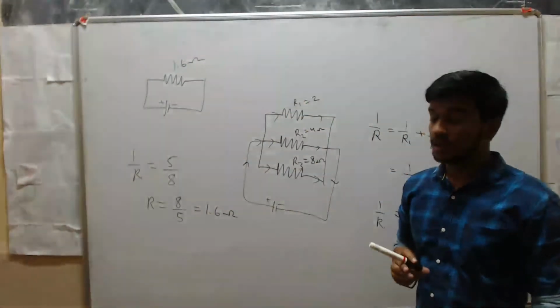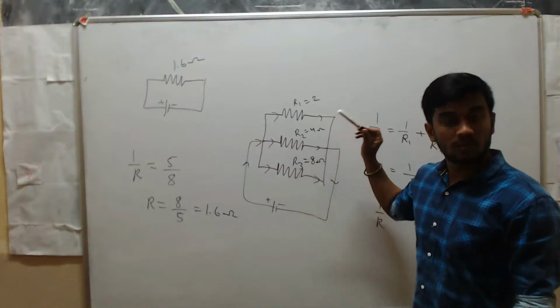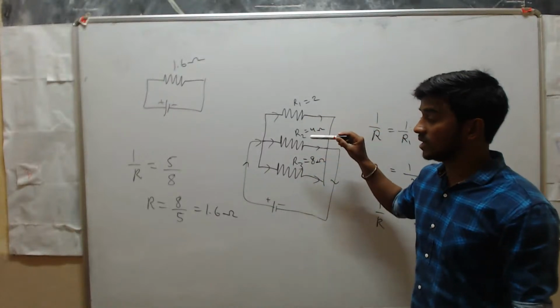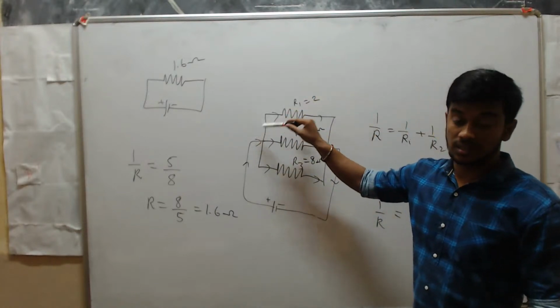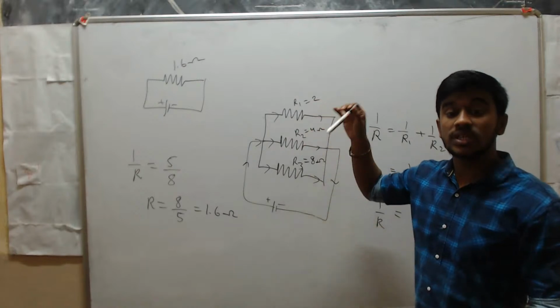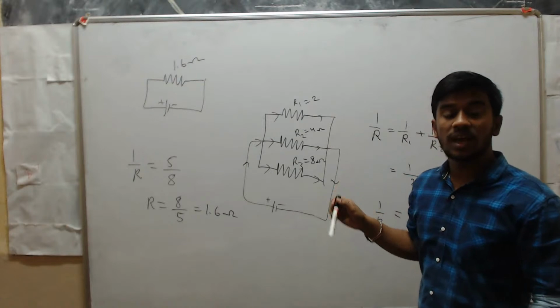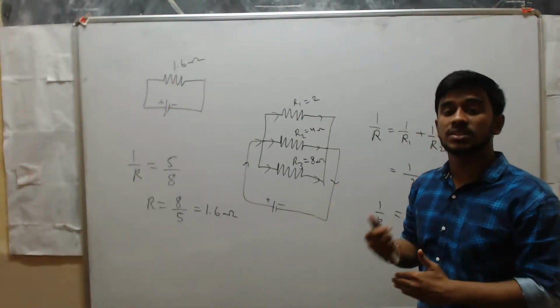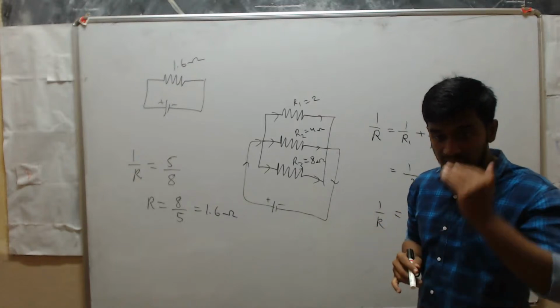Remember, when you connect resistors in parallel, the total resistance in the circuit decreases. But when you connect resistors in series, the resistance increases. When you connect resistors in parallel, the resistance decreases.